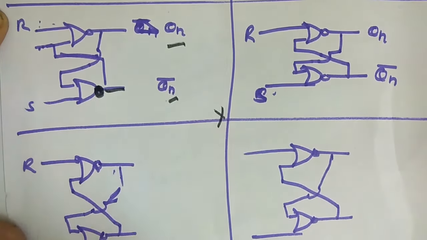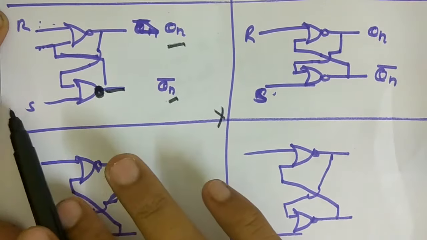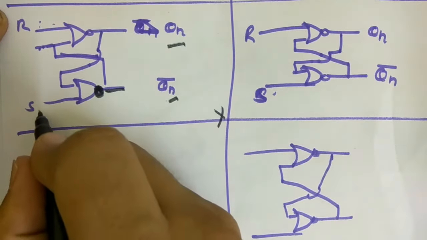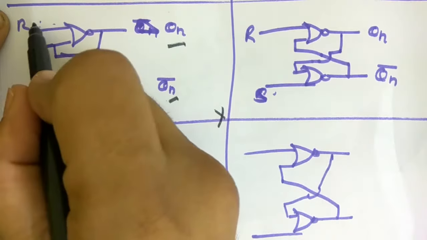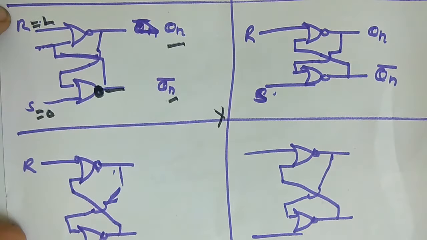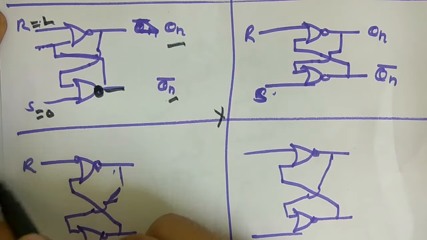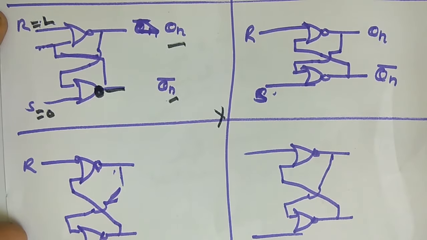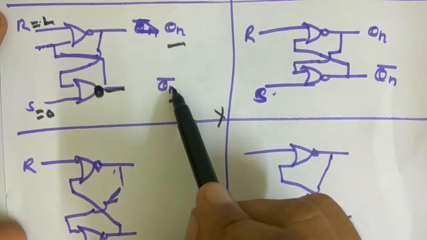We will take the values of S and R differently, and then we will see what the output is for each value. Firstly, I will start with S equal to 0 and R equal to 1. This is the condition. I will show each and every condition, don't worry. I have taken this condition first because I want to show something in the next condition. As we have seen, these two outputs are complements of each other.